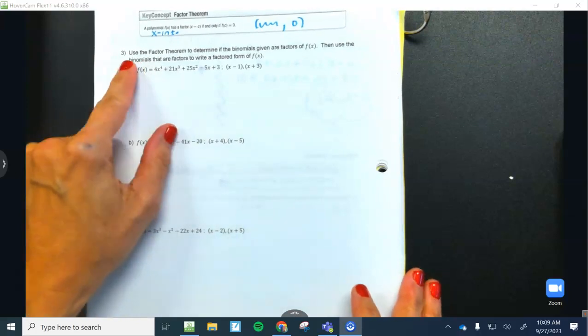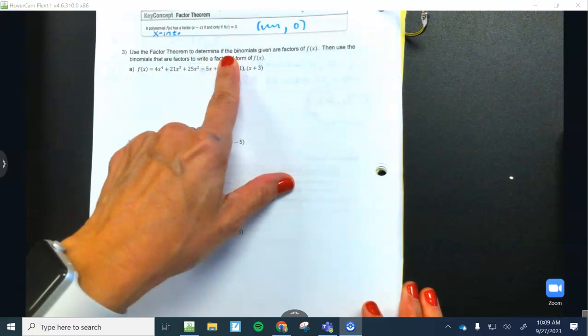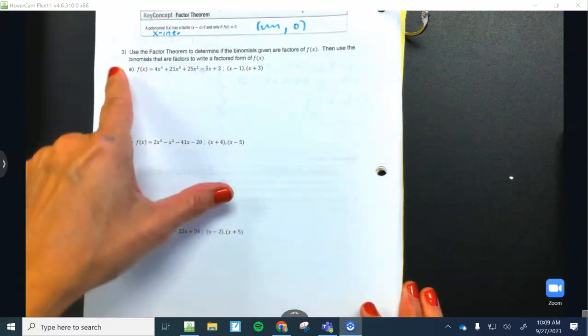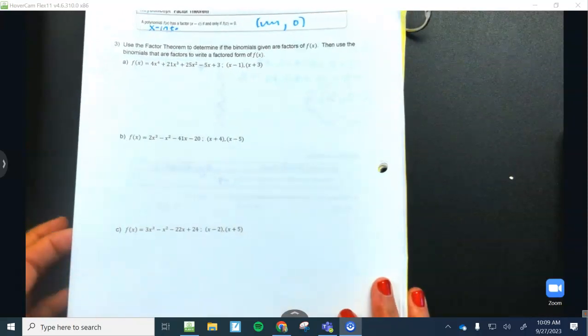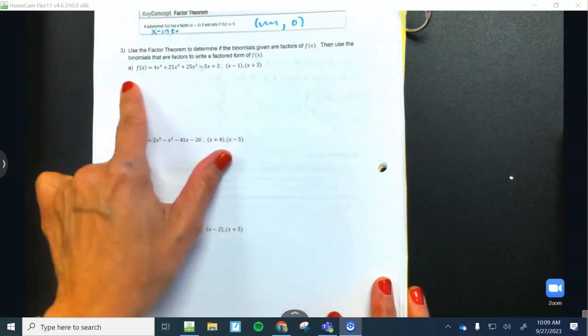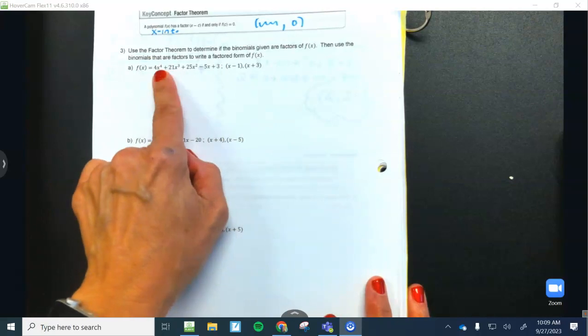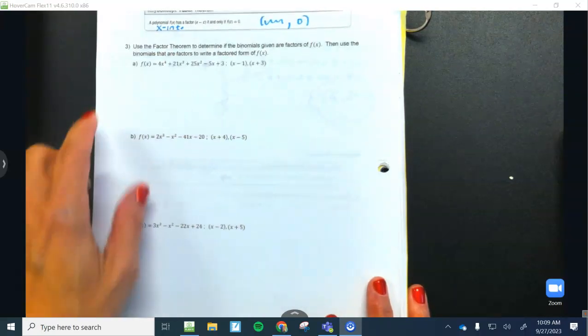All right, so here we go. We are going to practice this, and we are totally just analyzing remainders. So let's read number 3. Use the factor theorem to determine if the binomials given are factors of f of x. Then use the binomials that are factors to write the factored form of f of x. What we're going to do is we're going to do synthetic division twice. We're going to do it once for this one, and then all over again with this one, with the same numbers.